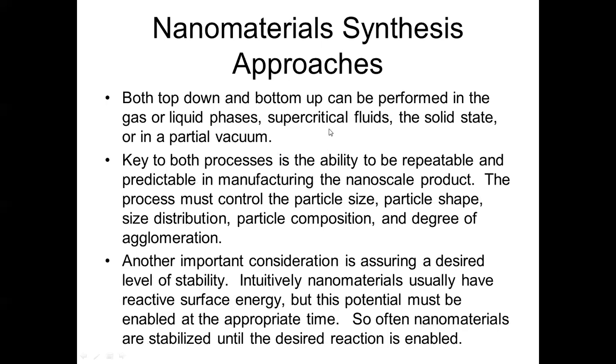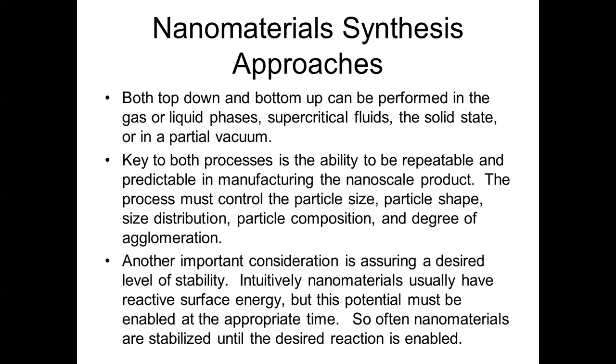Both top-down and bottom-up can be performed in gas or liquid phases, supercritical fluids, the solid state, or in a partial vacuum. Key to both processes is the ability to be repeatable and predictable in the manufacturing of a nanoscale product. The process must control particle size, particle shape, size distribution, particle composition, and degree of agglomeration. And agglomeration is defined as nanoparticles that would actually be driven by some type of energy to form a larger particle, or a number of discrete nanoparticles going into a larger particle.